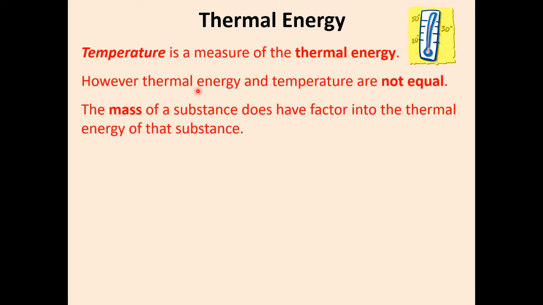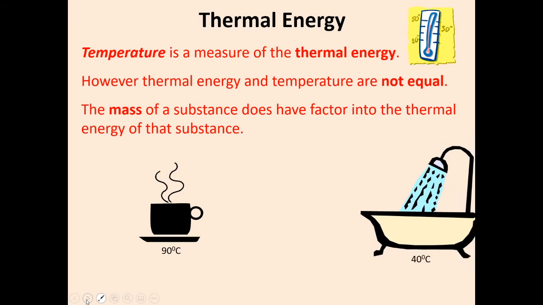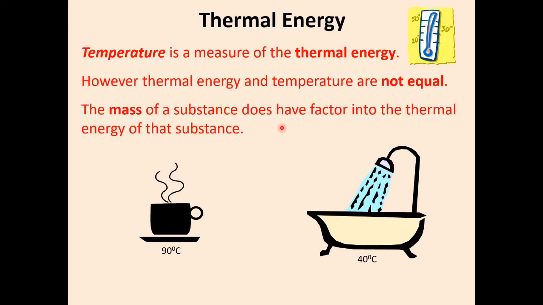And you'll see that when we get to the specific heat equation. Mass is factored in every single time. It contributes quite a bit. So a little example here. We'll compare a steaming hot cup of coffee to a lukewarm bathtub full of water. Well, this one's way hotter, right? 90 degrees Celsius, nearly boiling. 40 degrees Celsius, a little bit above room temperature.